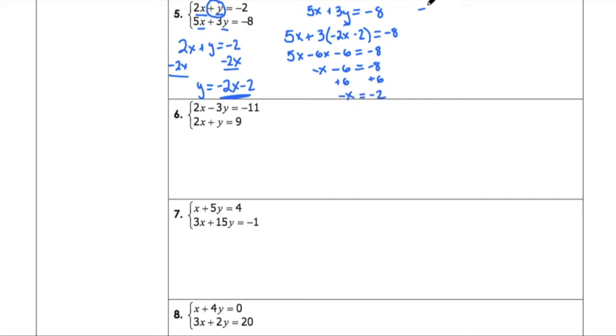I'll write that again up here. Negative x equals negative 2. And we can divide or multiply by a negative 1 either way, and we get x is equal to positive 2. So we need to plug into our original equations.